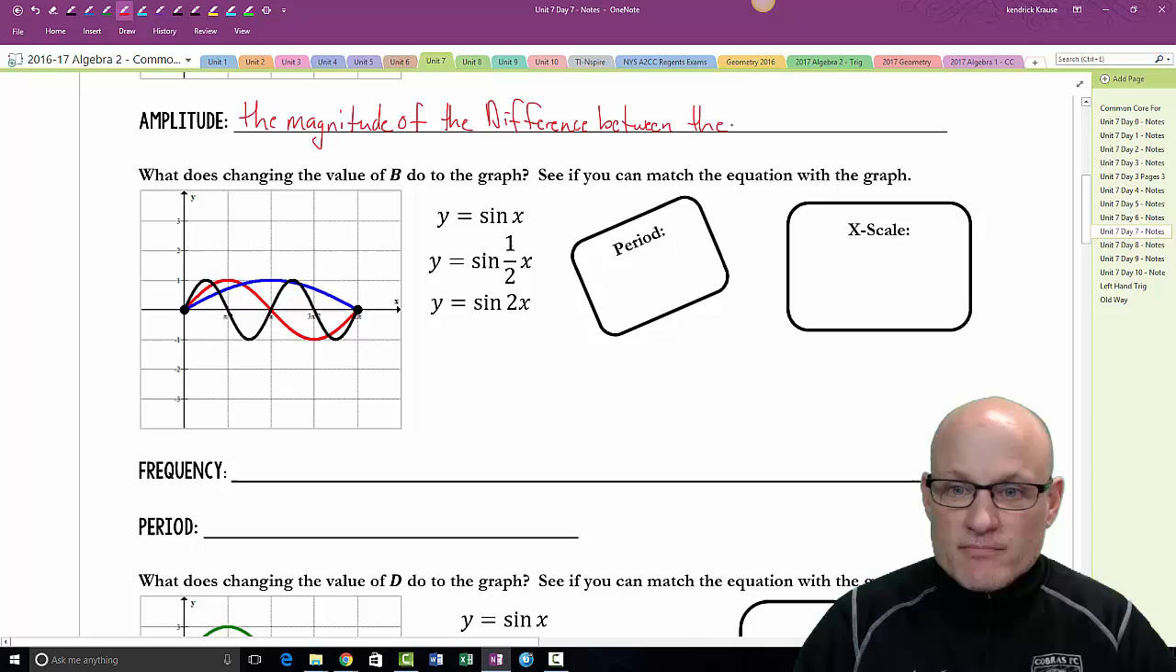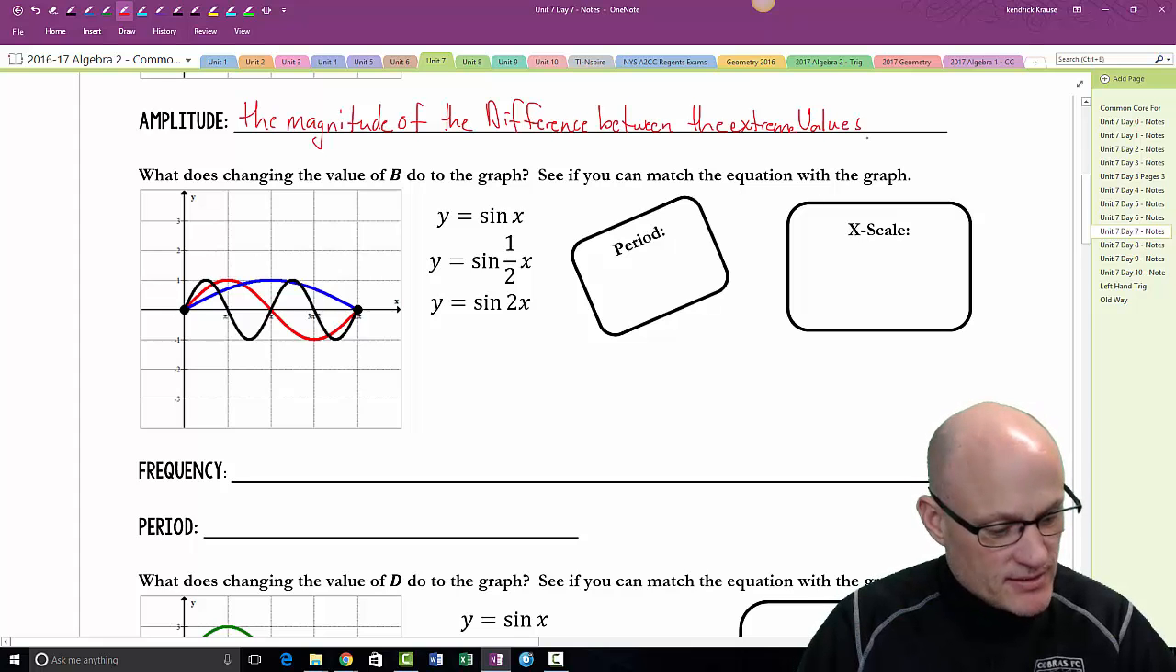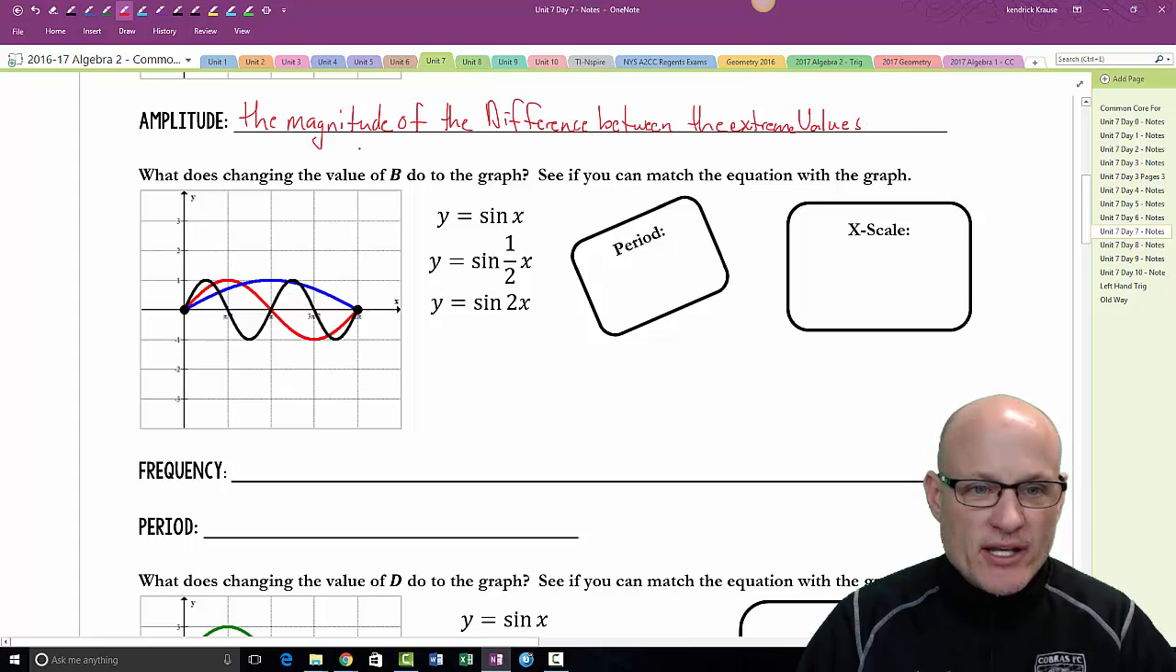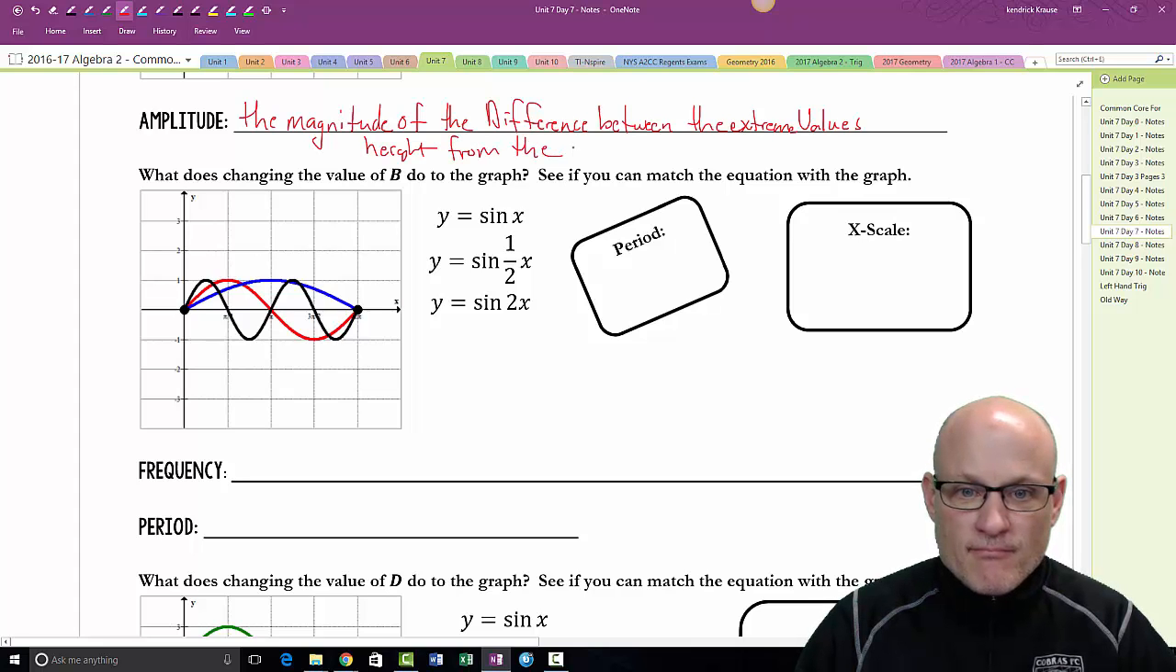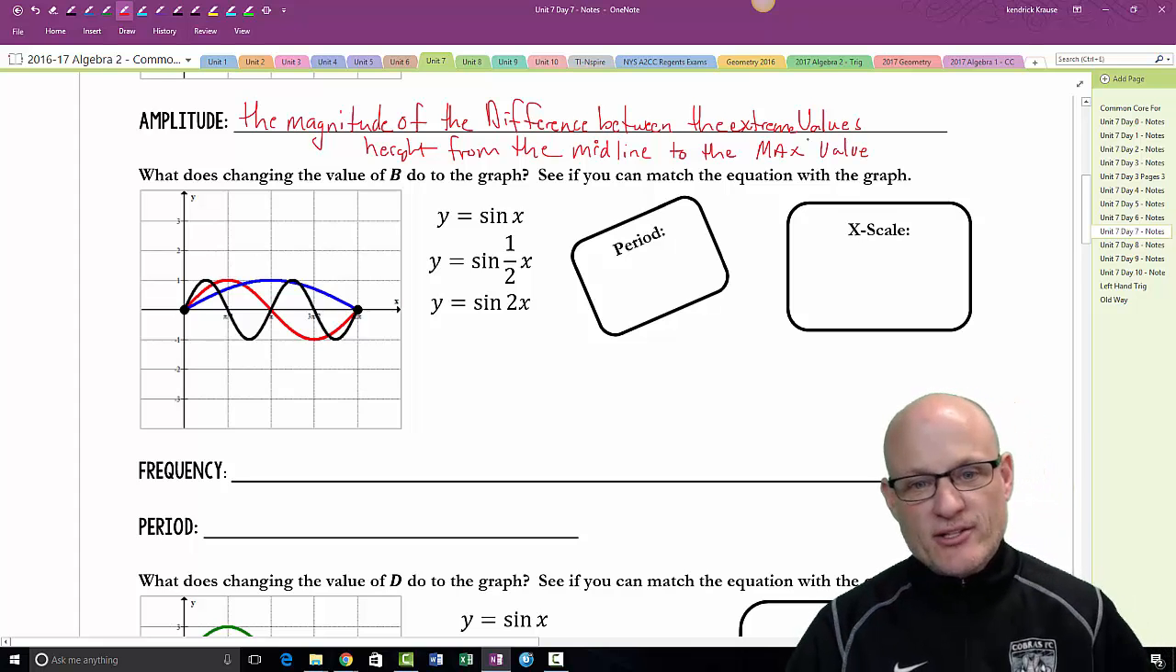Or the heights. It's also, in layman's terms, the height from the midline to the max value. And we'll keep talking about that. You'll understand that.